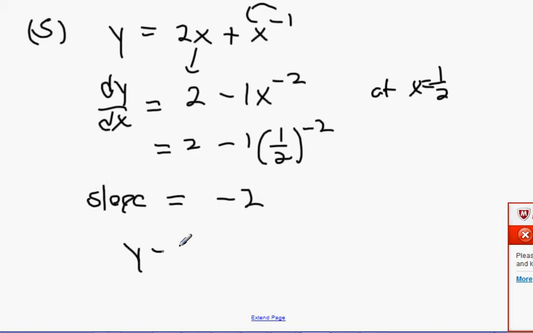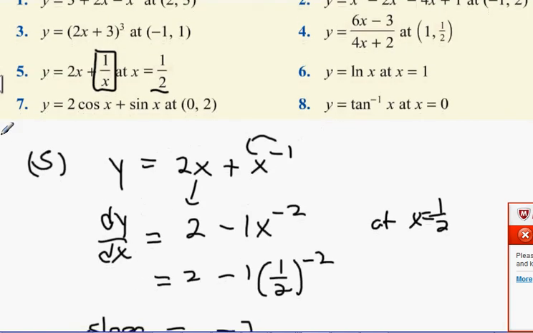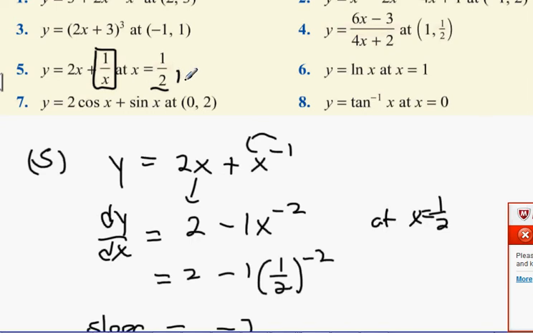Now I'm going to do y minus y1 equals m bracket x minus x1. And what we're going to get here is, we're not given the y value. Now that's an interesting one, but I have a y equation. So remember, this equation represents some sort of curve, and if you replace x with the x value, it has to give you back out the y value. So that doesn't stop you either.